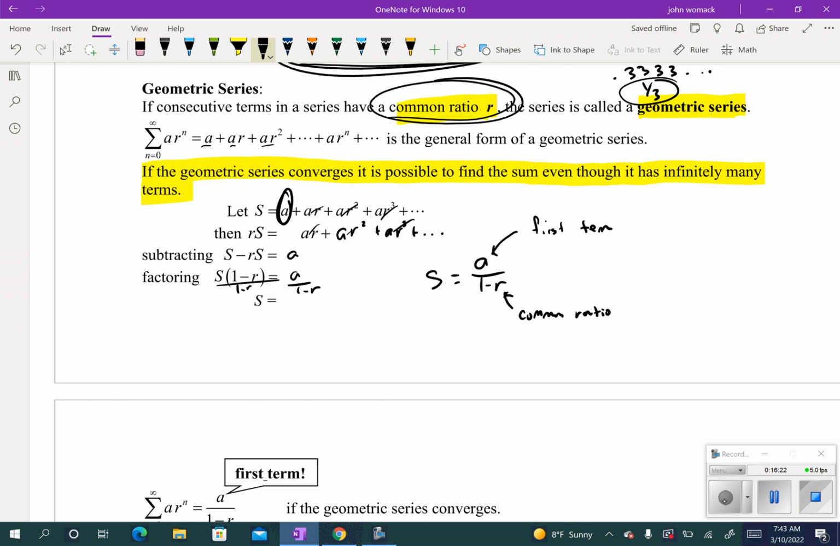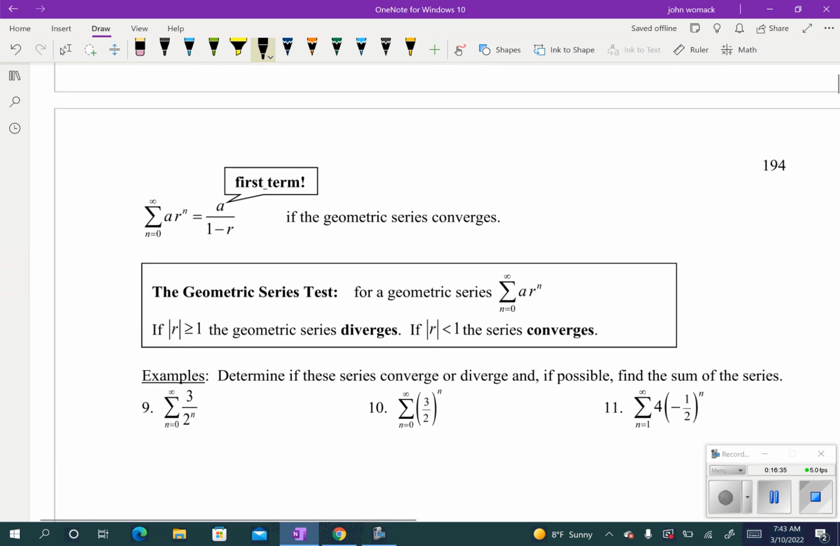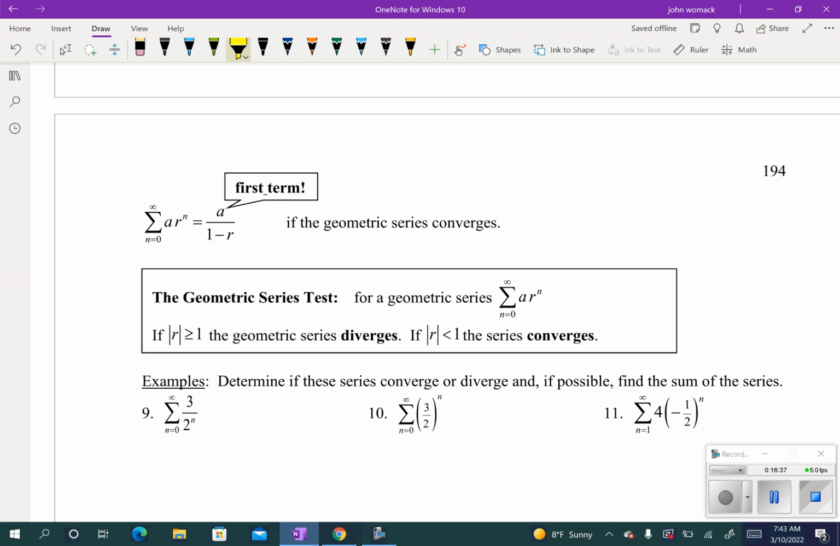Now, just a side note on this. This proof is only valid if the series converges. Subtraction is defined for finite numbers, so it's not going to work otherwise. This is the formula we just talked about. If I want to find the sum of an infinite geometric series, as long as it converges, I just take the first term A and divide it by 1 minus R.